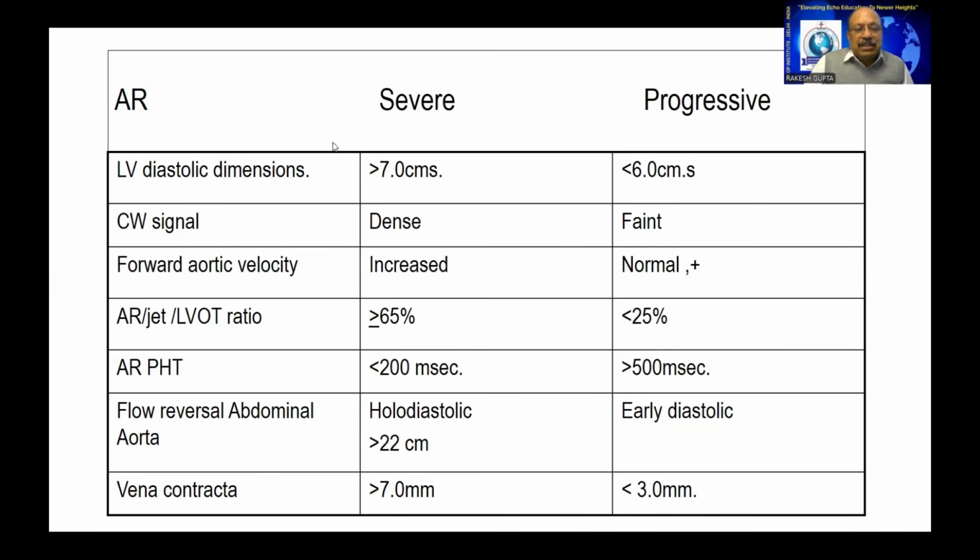And look at the first thing: MR, LV dilatation; AR, LV dilatation. Signals dense, same in MR. Forward flow increase, same in MR. Jet width height over LVOT height more than 65%. AR pressure half time less than 200 milliseconds. Holodiastolic reversal of flow in the descending aorta or abdominal aorta, more than 22. Vena contracta more than 7. They all consist of severe aortic regurgitation.